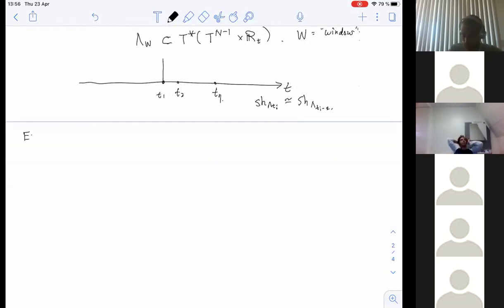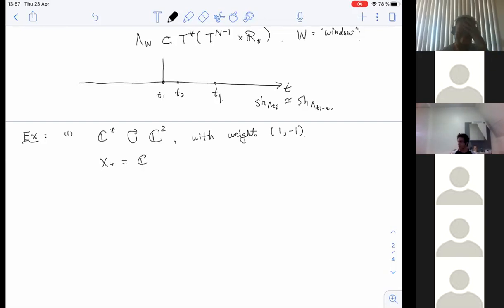So, example. I'll give you maybe two or three examples. Say star acting on C2 with weight 1, -1. So in this case, the x plus and x minus are trivially equivalent.